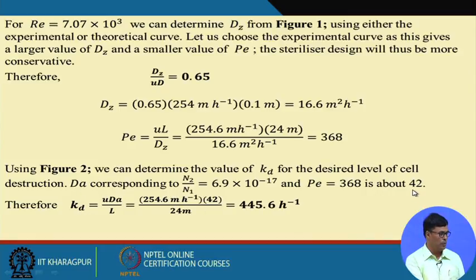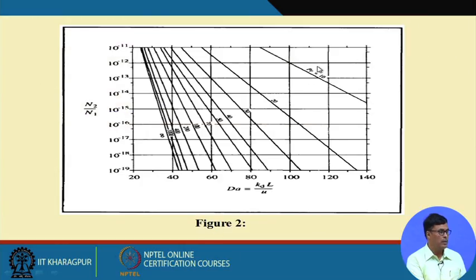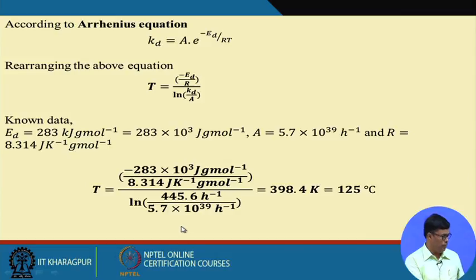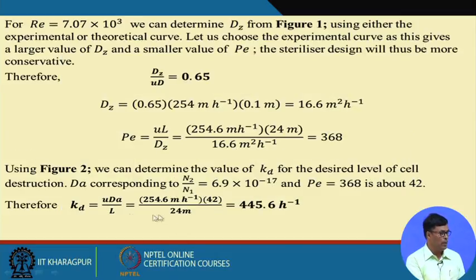Actually, if you look at this, these are different Peclet numbers: 10, 20, 30, 40, 50, 70, like this. As the Peclet number changes, the curve becomes steeper and steeper. So we can find this value of 42.